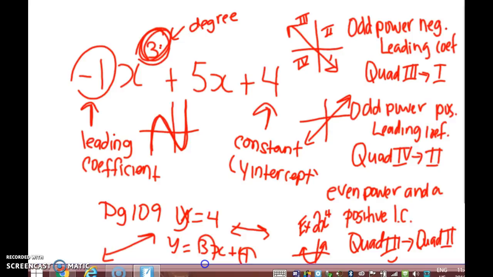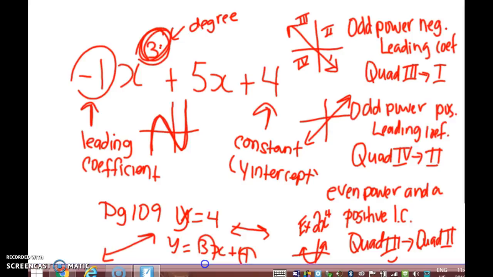Okay? The degree also tells you how many times it could be touching the x-axis. So if you have a degree of 3, that means you could be crossing the x-axis 3 times. Is it also, is it always across the x-axis if it changes direction? No. So it doesn't have to be 3, but the maximum amount of x-intercepts would be 3.